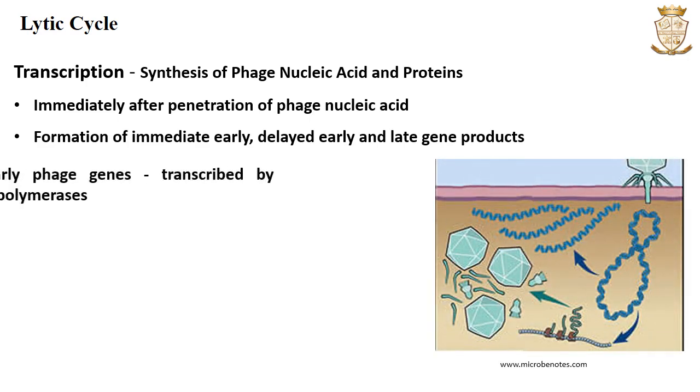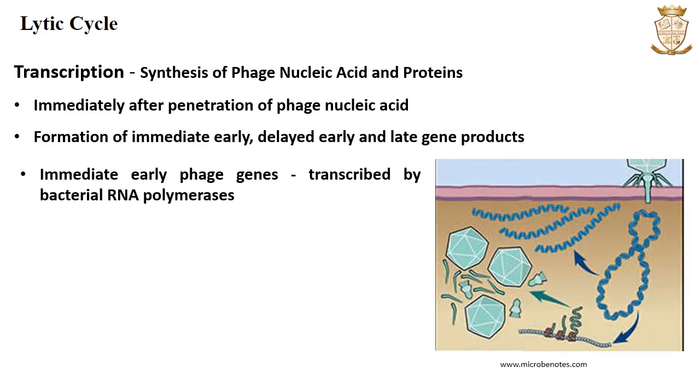Immediate early phage genes are transcribed by bacterial RNA polymerase, since at that time the phage does not have any enzymes, it only has its genome. So the immediate early phage genes are transcribed by bacterial RNA polymerases.